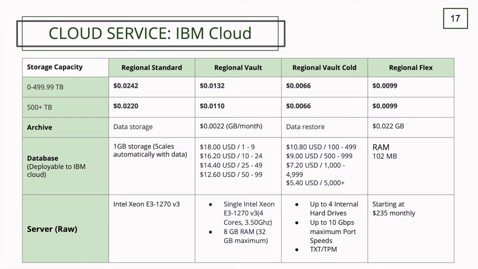And the fourth one is flex. Flex stands between hot and cold. You can access your data more, maybe 2 times in a month, but it's still archived and stored in tapes. The best one is standard for us.